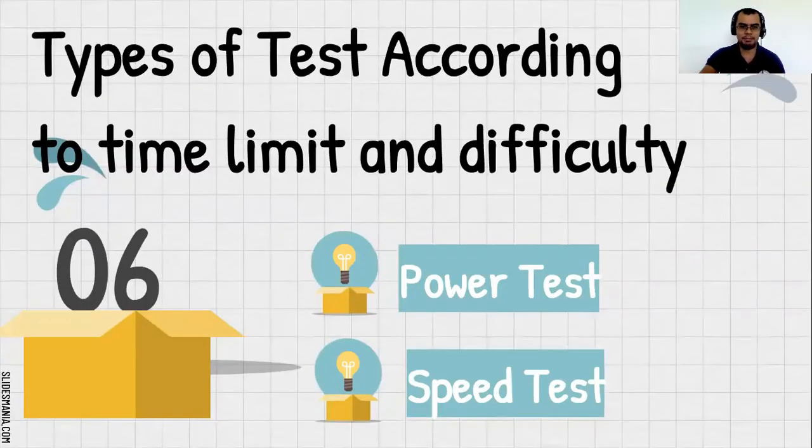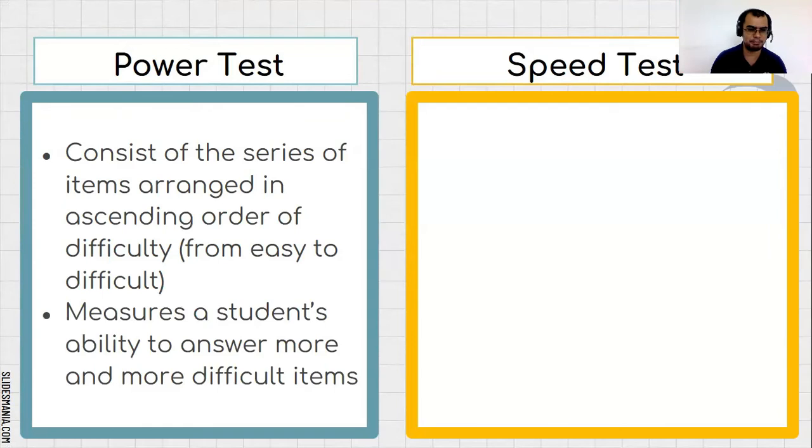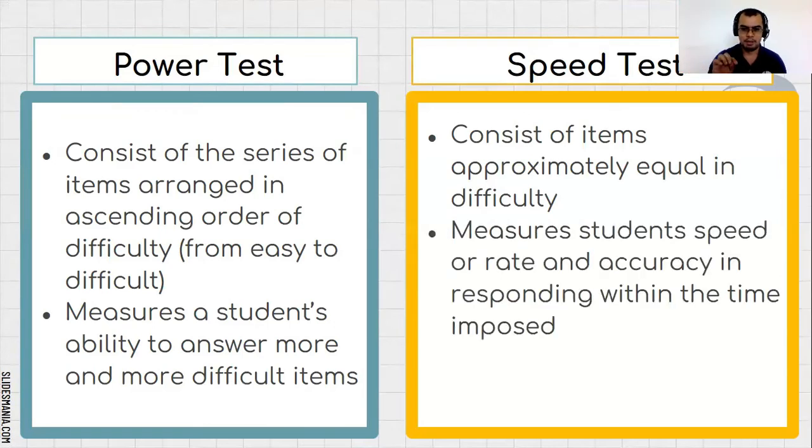Number 6, types of tests according to time limit and difficulty. So these are power test and speed test. Power test consists of a series of items arranged in ascending order of difficulty from easy to difficult. And it measures a student's ability to answer more and more difficult items. So in power test, increasing level of difficulty. In speed test, it consists of items approximately equal in difficulty. It measures student speed or rate and accuracy in responding within the time imposed.